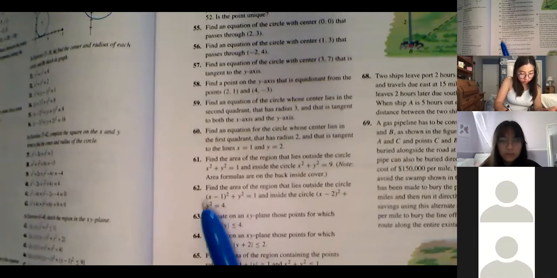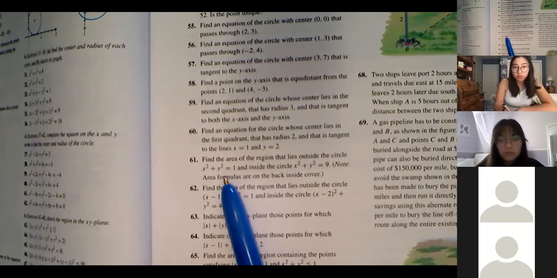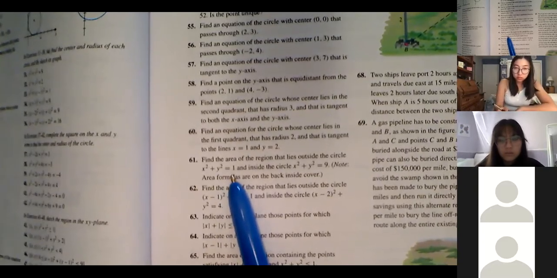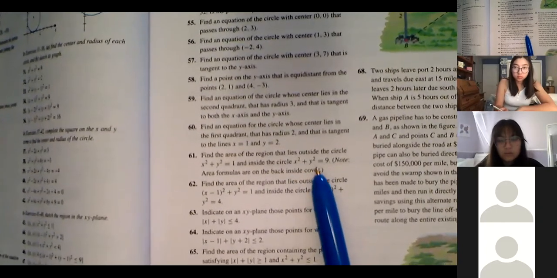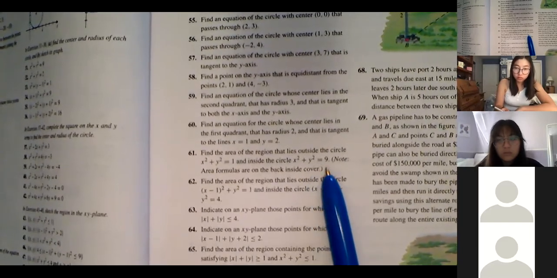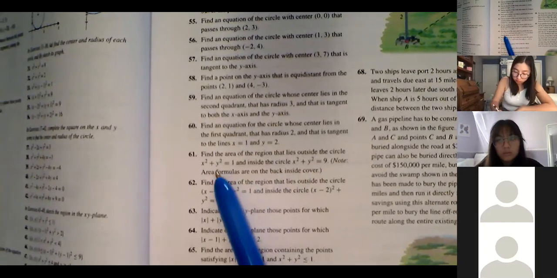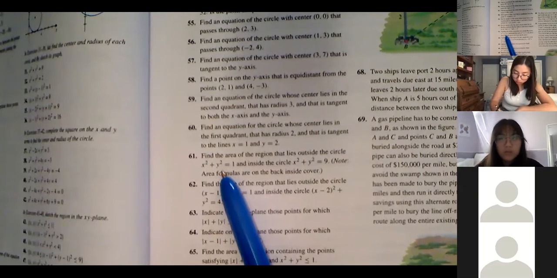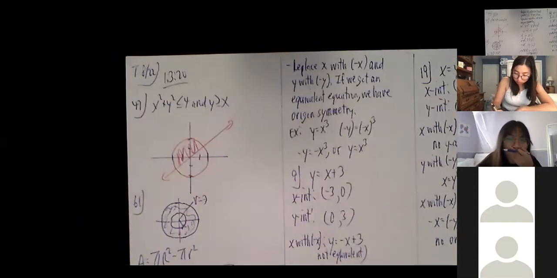Think to yourself, x squared plus y squared equals 1. What's the radius of that circle? It'd be 1, the square root of this number. X squared plus y squared equals 9. What do you think is the radius of that circle? It's 3. It's the square root of that number. So you want the area outside of this. This happens to be the unit circle. Do you recall the unit circle from trig? Center at the origin, radius of 1. This one has a radius of 3. So now here's the picture.